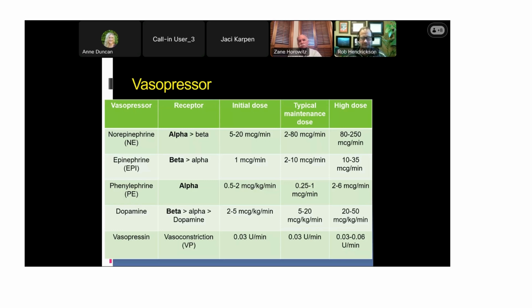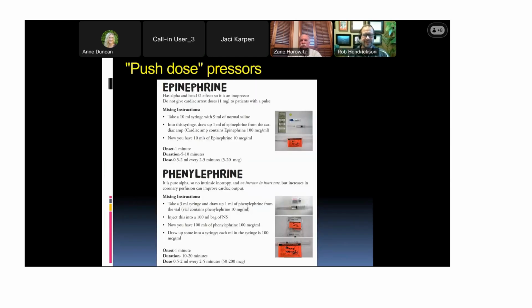And then vasopressin has its own receptors. It causes vasoconstriction. I would say it acts similarly to phenylephrine, obviously different receptors, but causing simply vasoconstriction without the tachycardia and the increased contractility. Now, this probably won't be on your exam, but I just wanted to put it in there because I think it has come into the norm and is pretty much standard of care at this point, which is push dose pressors.